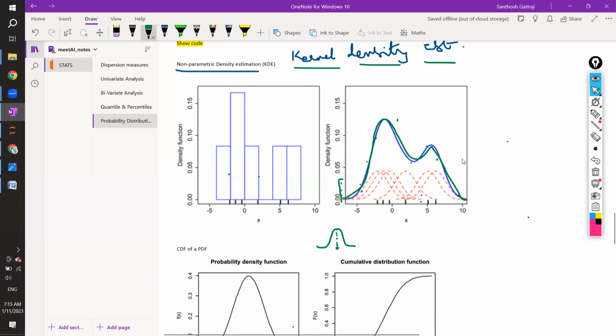Are you able to understand the way how we did this? Yes, sir. Karthik?